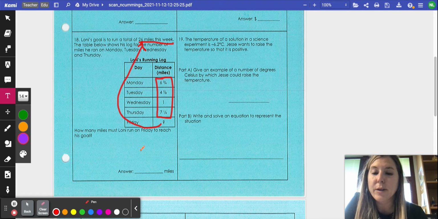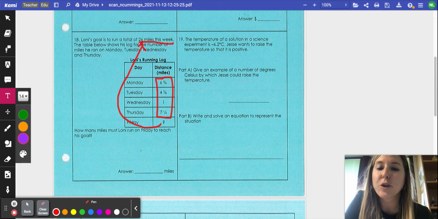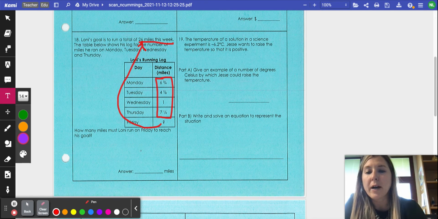All right, again, you can use your calculator, but whatever you put in your calculator, you must write on your paper to show your work because you can get partial points.